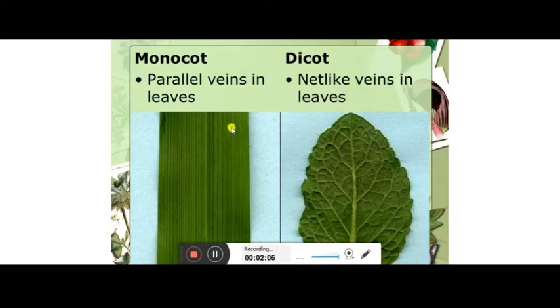Now children, this picture is on your screen and you can easily differentiate between the parallel venation and the reticulate venation. Here again I will tell you that these veins are running parallel to each other, whereas in the reticulate venation all the veins are spread irregularly on the leaves. So this one is the dicot one, net like veins in the leaf, whereas in monocot, parallel veins in the leaves. Now I will show you with the help of the natural leaves.